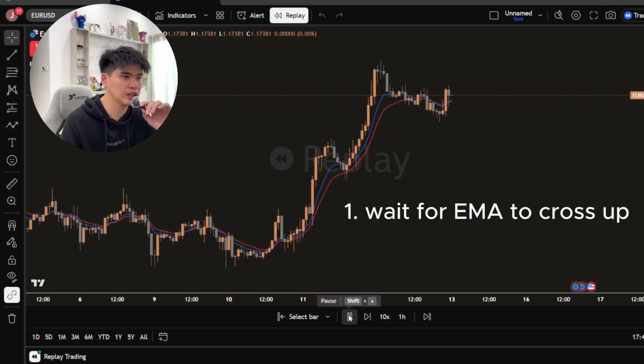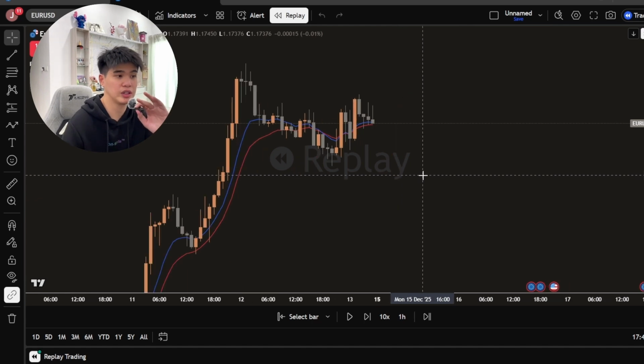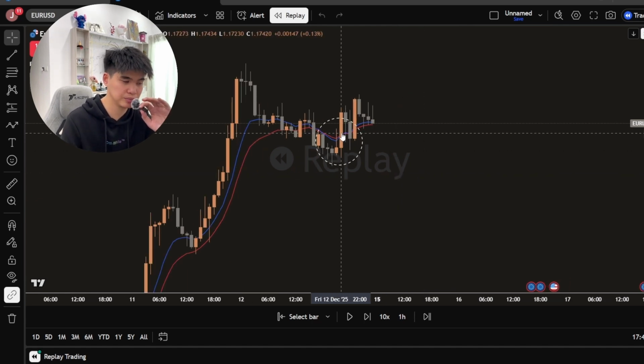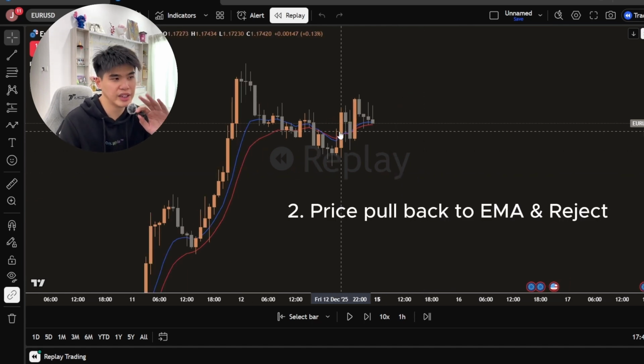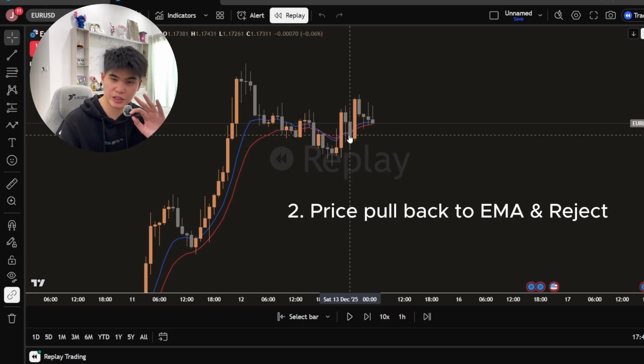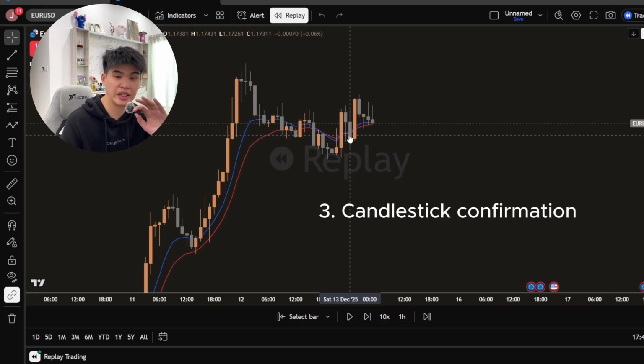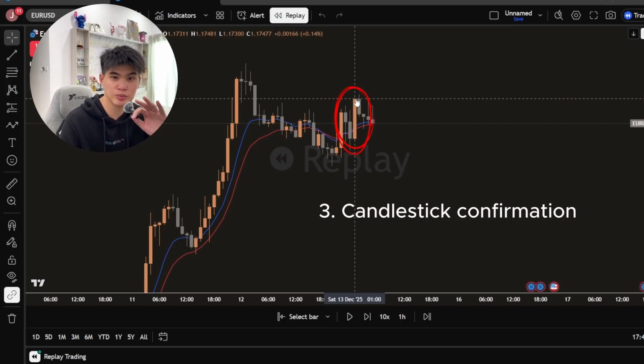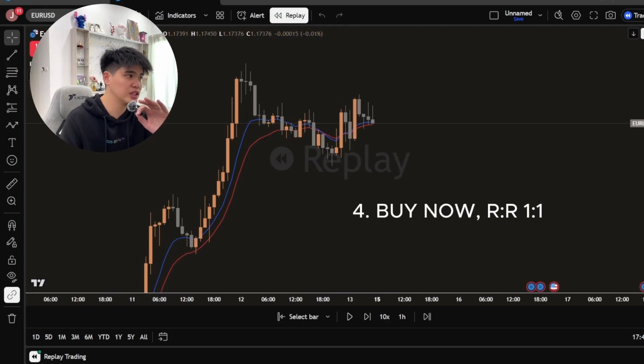Let it run, let it run, let it run. We were waiting for EMA to cross. It has crossed here, right? First one. Next, wait for price to retrace back to my EMA. It has retraced, didn't break. And third, wait for my candlestick confirmation. And the next candlestick, boom, wow, a huge bullish engulfing candle. And when I see this, let's immediately go for a buy.